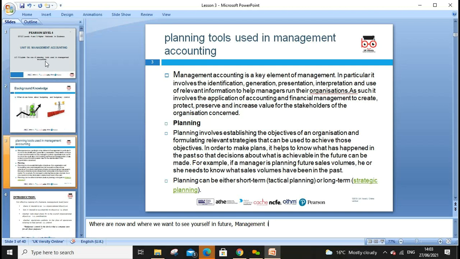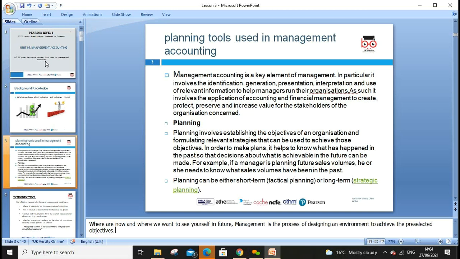So management is the process of designing an environment to achieve pre-selected objectives. So whatever objective we have to achieve, we have to plan for it. So that's all about management.